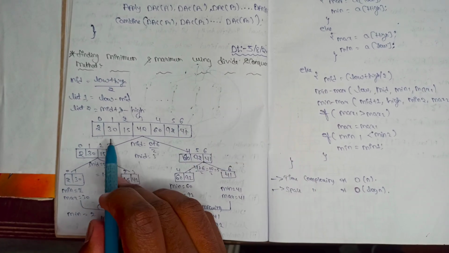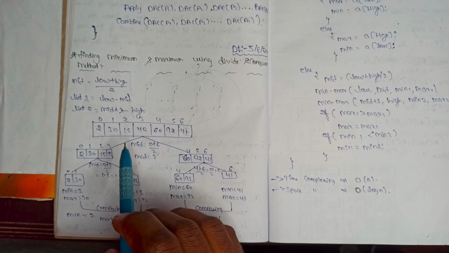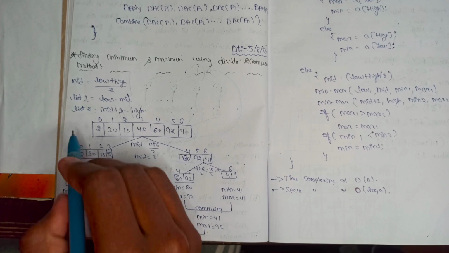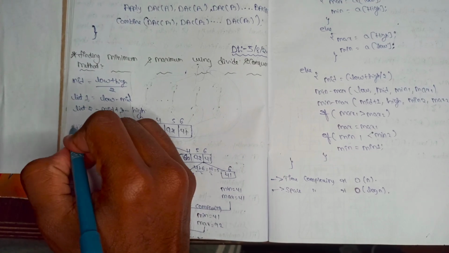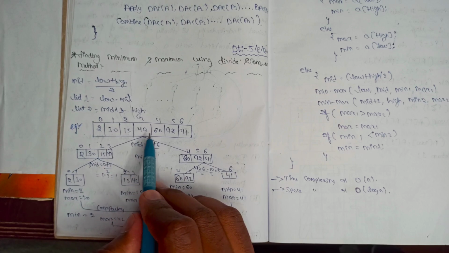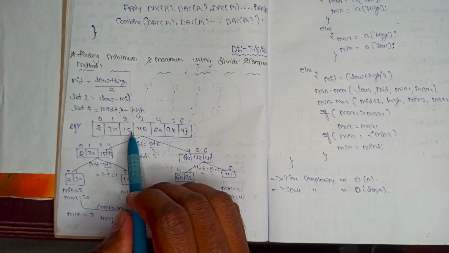So it is nothing but, we have to take a list of elements which should be unordered. Here I am taking an example: 2, 30, 15, 42, 60, 92 and 41. So these are the 7 elements which I am taking.